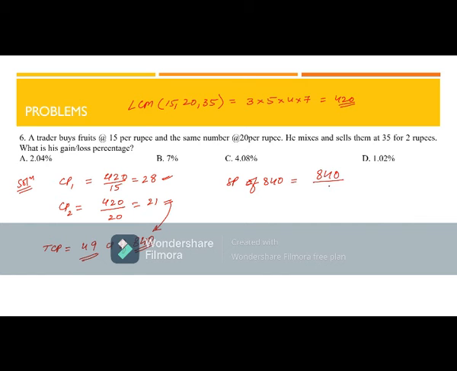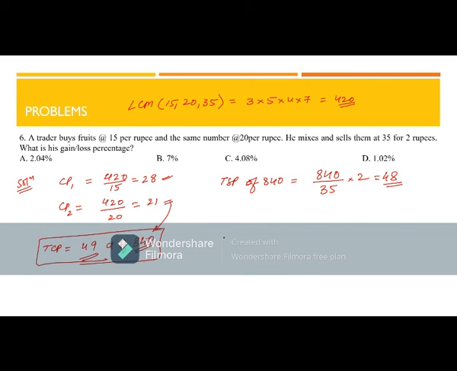Selling price of 840 fruits. So 840 divided by 35 for 2 rupees. So how much do we get here? 35 is gone. So it is 24. So 35, 7 and 5 is gone. So 4, 3 is 12. 12 into 4, 48 rupees. So total selling price, we get it as 48 rupees and total cost price was 49 rupees.